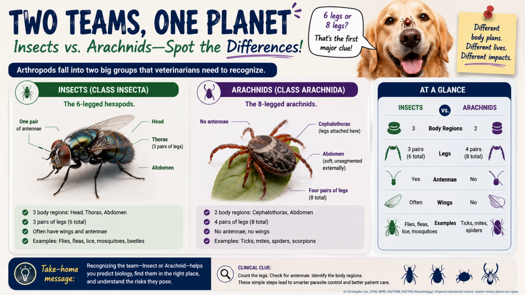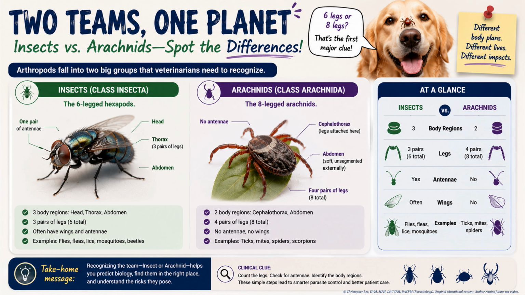Arachnids have a different plan. They generally have 2 major body regions, the cephalothorax and abdomen. The adults usually have 4 pairs of legs for a total of 8. They do not have antennae or wings, and veterinary arachnids include ticks and mites. One useful caveat: tick larvae have 6 legs. That is a classic exception and a common teaching point. After molting into nymphs and adults, the ticks have 8 legs.